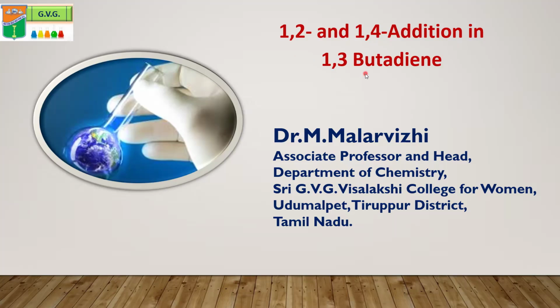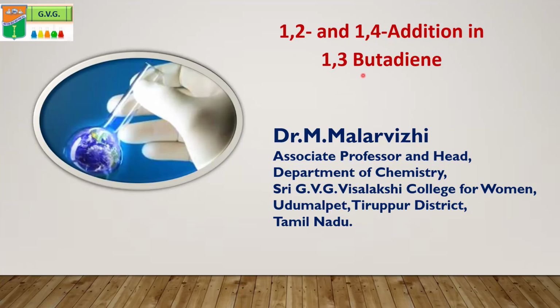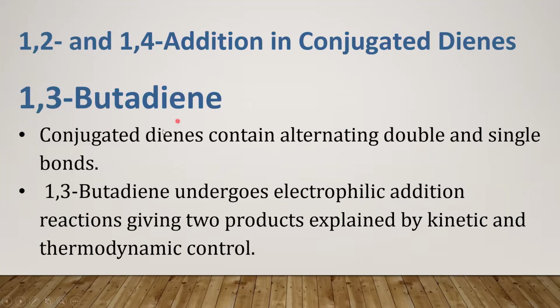Today we shall see about 1,2 and 1,4 addition in 1,3-butadiene. We have already seen what dienes are, types of dienes, butadiene structure and different methods of preparation of butadiene. Here, 1,3-butadiene is an excellent example of a conjugated diene.